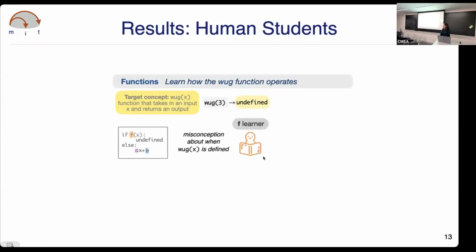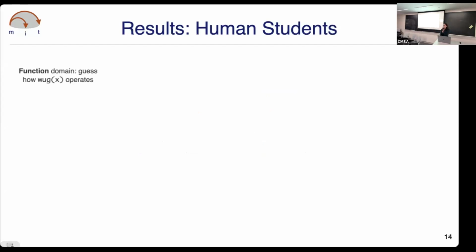And in this domain, there are two types of students. There's an F learner who has a misconception about when WUG of X is undefined. So it's a misconception about the Boolean f function. And there's a B learner. So the B learner has a misconception about the value of B, but knows the correct Boolean f. So what we do is we recruit human, yes.